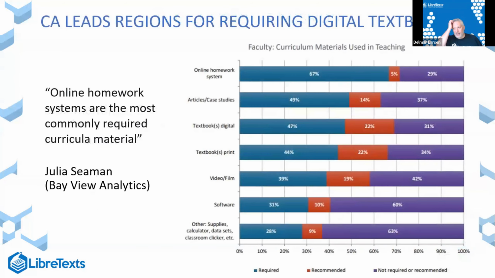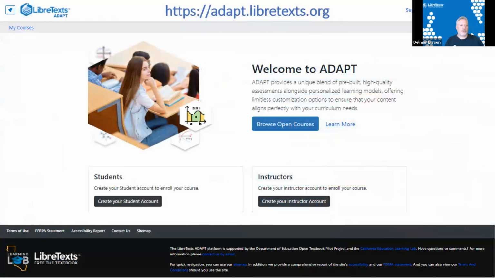So this is a study that came out of Bayview Analytics. It used to be called the Babson Research Group, and they identified the curriculum materials used most in teaching in the classroom. And the number one most used curriculum material is an online homework system. And that may not be surprising to many of us or to most of us, but a key point is in order to argue, if you want to be able to break those golden handcuffs, we need an effective homework system in order to be able to do it. And that's what ADAPT is designed for doing.